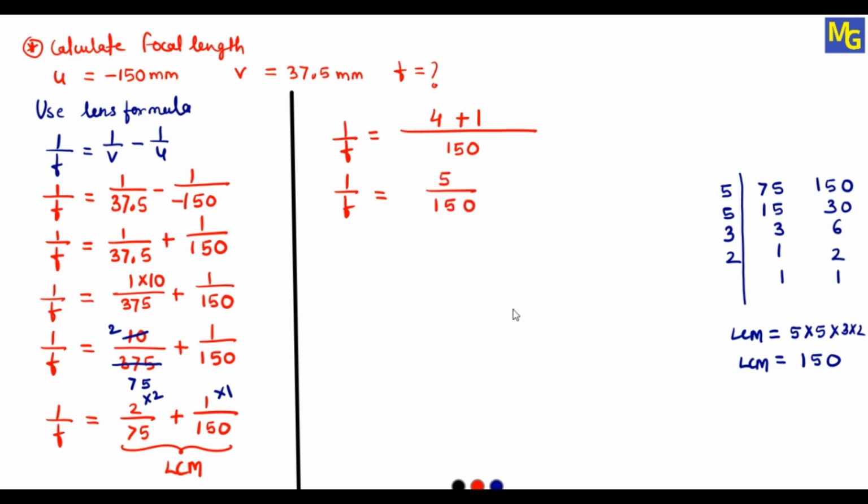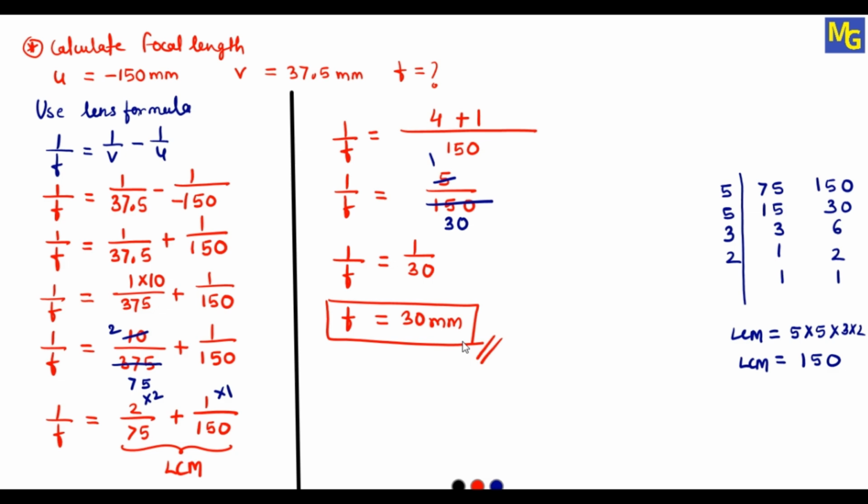This we can again divide, cancel it by 5 table. 5 1s are 5, 5 3s are 15, and 5 zeros are 0. So what can we write? 1 by f is equal to 1 divided by 30. Taking the reciprocal, f is equal to 30 millimeter. So here the focal length is 30 millimeter.